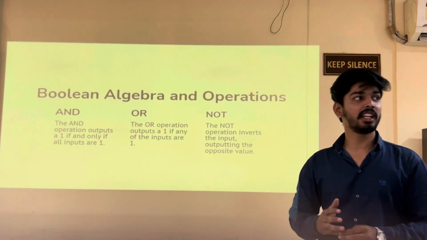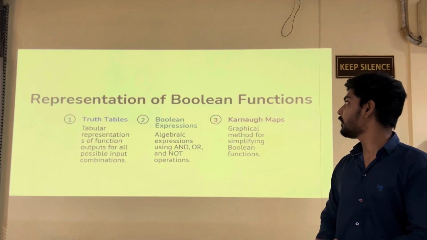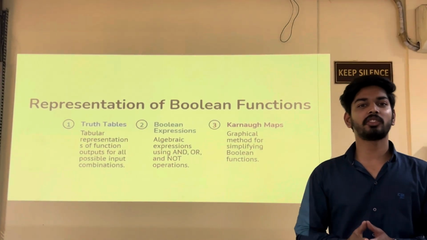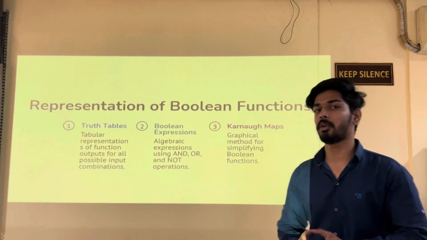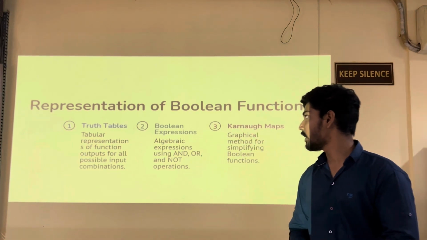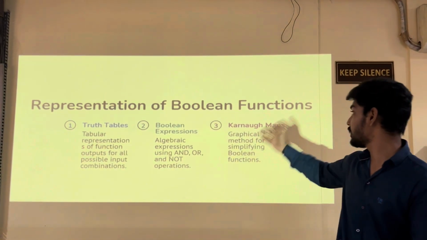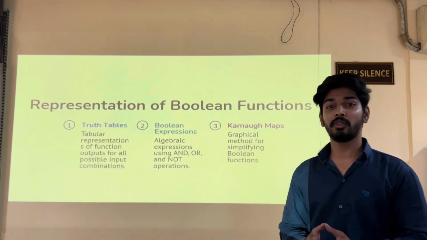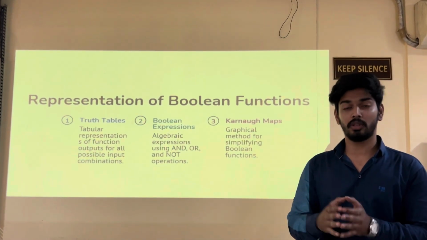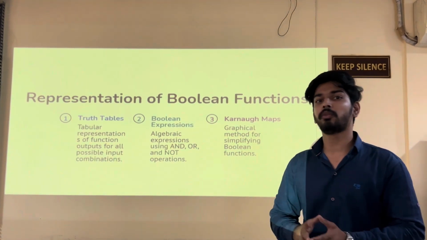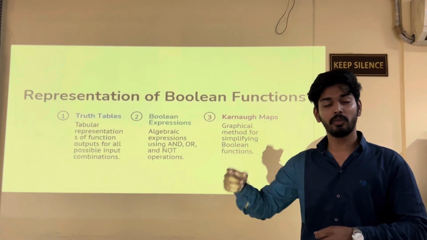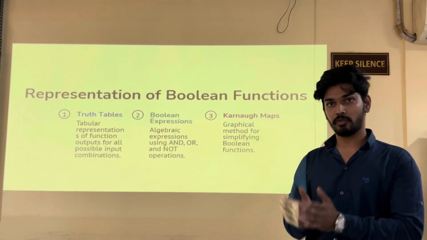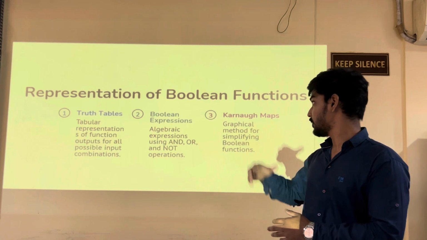Now we will move to the next slide. The third topic is representation of Boolean functions. We can represent Boolean functions by various methods. We have three methods to discuss. The first method is the truth table, the second method is the Boolean expression, and the third method is Karnaugh maps. In a truth table we make two blocks, one for true and one for false, and we make another block for the result, which shows the representation.